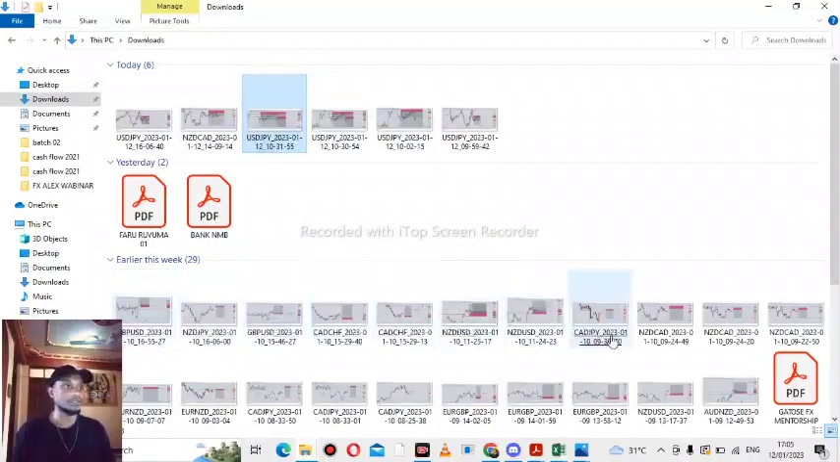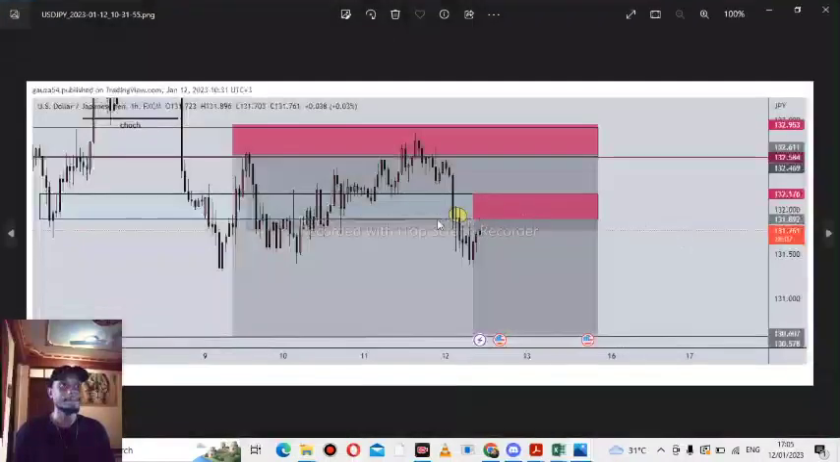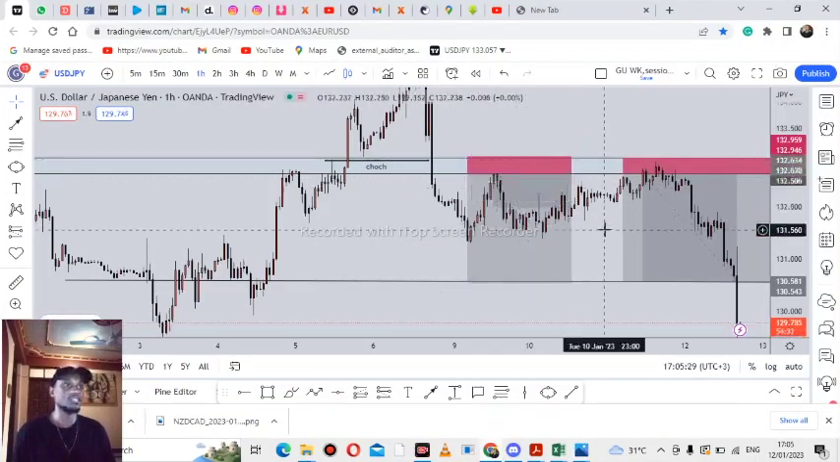Where is it? It is shot somewhere. I think I took the photo before. Yeah, yep. So I was around this area. This was the photo I took before I took my trade. And of course, I entered this in the market execution. So let's go to the chart and see.